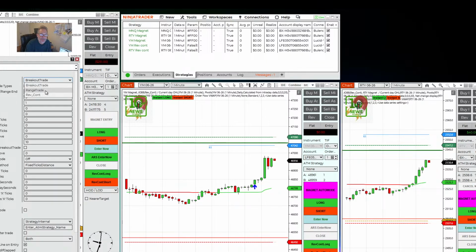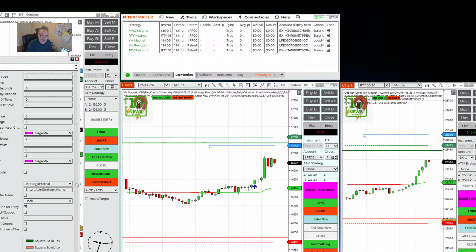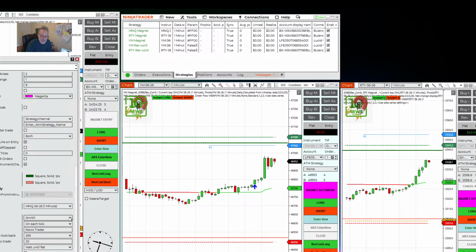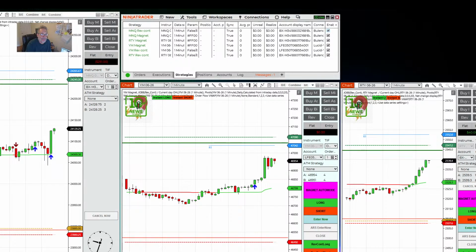MNQ reverse continue. Put a 100 target, 100 stop. And we were funded on our MNQ 68. We just started trading that account. And then we'll label it MNQ reverse continue. That's how fast you could put a reverse continue on the chart. And there's our signal. Order submitted. I'll take a risk on an MNQ scalp. See if it'll continue up.